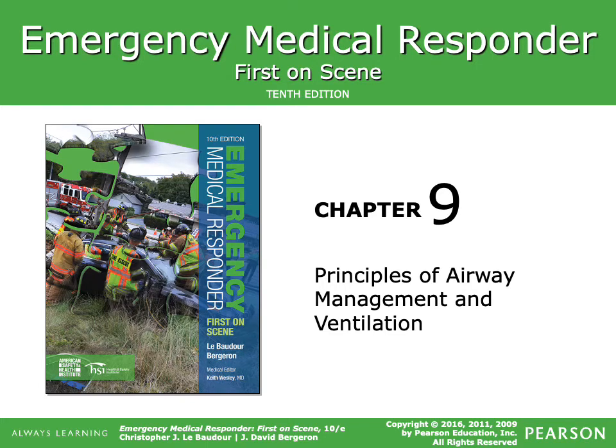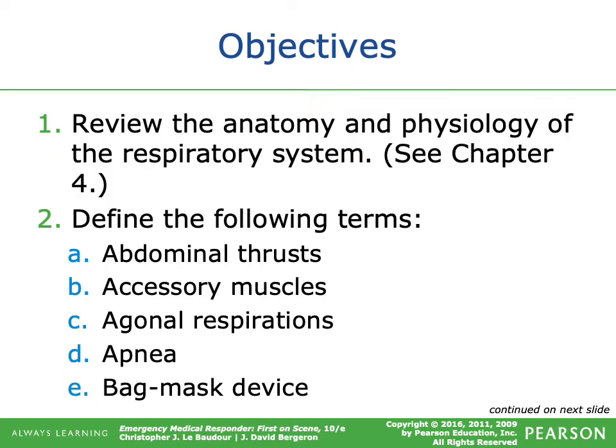Good afternoon, class. This is going to be Chapter 9, Principles of Airway Management and Ventilation. This chapter is actually going to have three different lectures. It's going to be split into parts A, B, and C. Alright, the objectives for this chapter are to review the anatomy and physiology of the respiratory system. Look back on Chapter 4 if you need to.